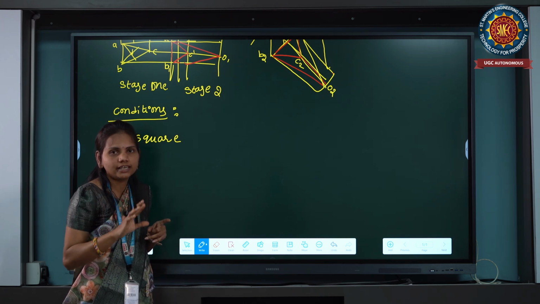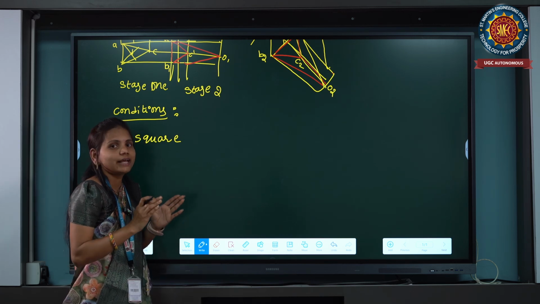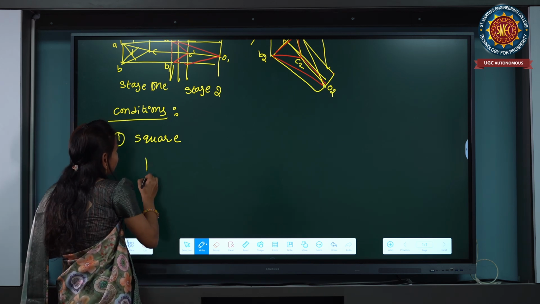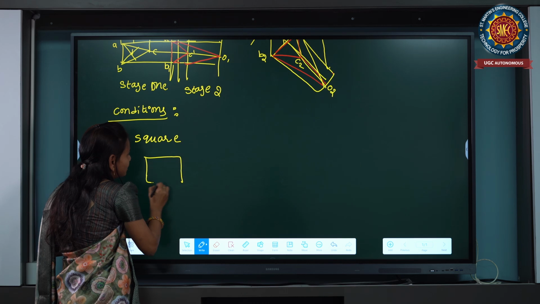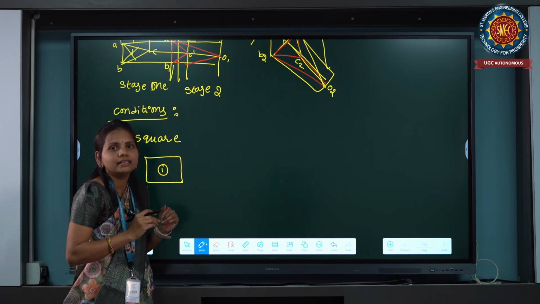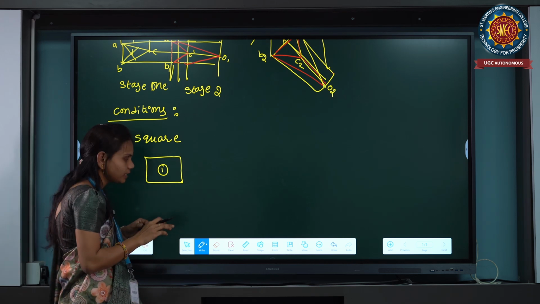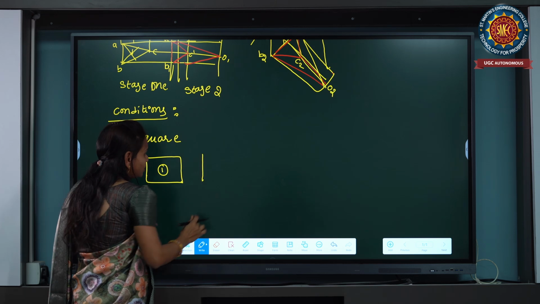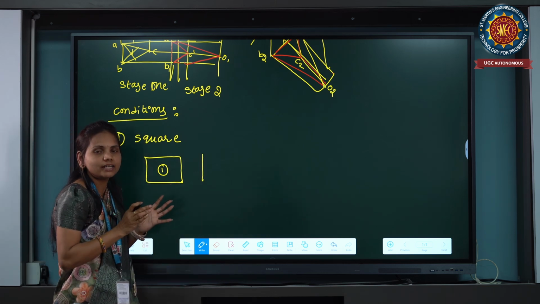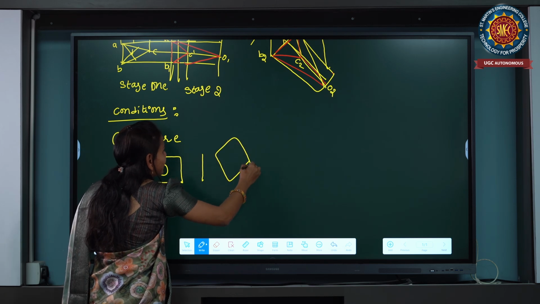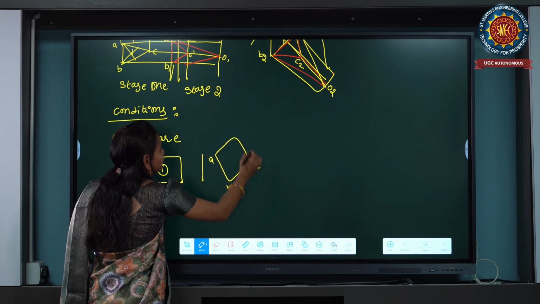Two conditions are there. The first condition is the edges resting on the HP. So that means we will draw this diagram of the square pyramid. So the first diagram of the square, and the next one is the square with corners resting on the HP, which means here we will take this diagram.